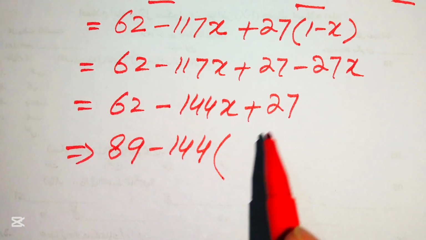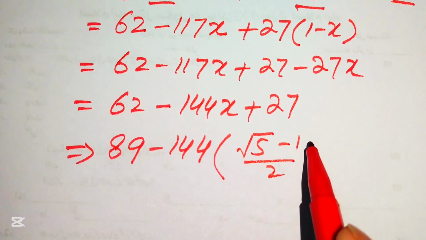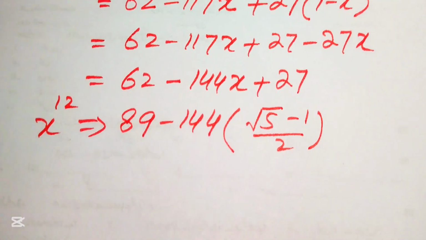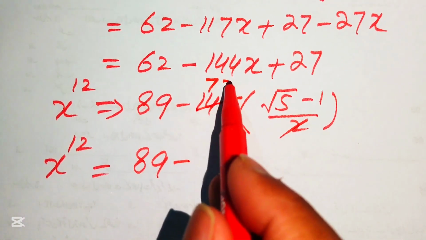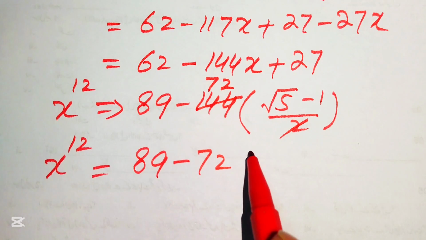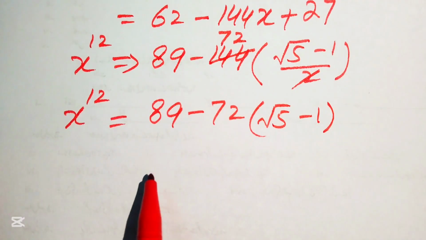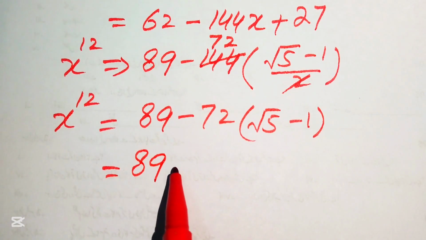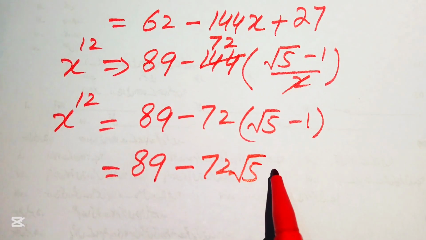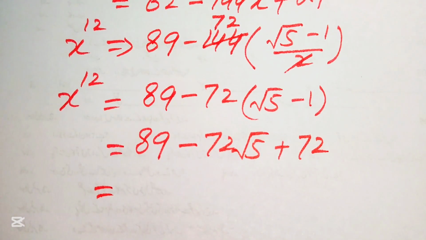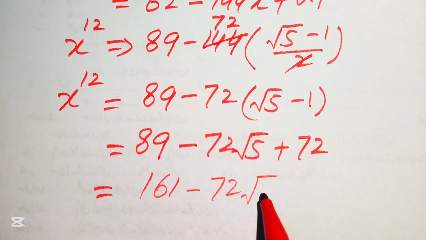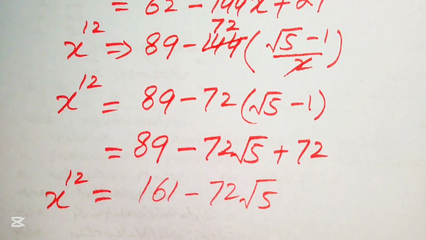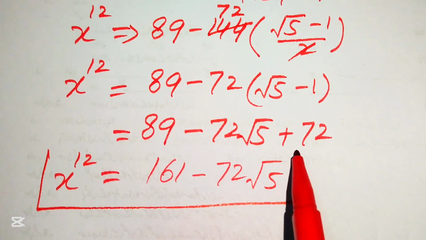So the value of x which we can substitute is square root of 5 minus 1 divided by 2. So this equals x to the power of 12. So we have x to the power of 12 equals 89 minus, this cancels out, 2 7s are 14 and 2 2s are 4. We get 89 minus 72 times square root of 5 minus 1. Here we need to multiply the 72 on both of these terms. It will be written as 89 minus 72 times square root of 5 plus 72. So we have 89 plus 72 equals 161 minus 72 times square root of 5. This is the value of x to the power of 12. Okay, and this is the final answer of this question.